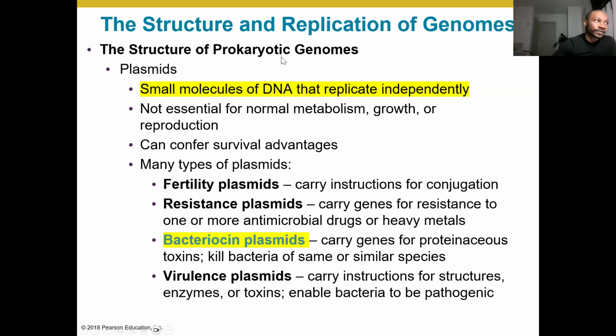Now, prokaryotes like bacteria will have these plasmids. Plasmids are small molecules of DNA that can replicate autonomously or independently. I give you an example here that's highlighted: these bacterial plasmids will carry genes for proteinaceous toxins. Basically, they'll kill bacteria of the same or similar species, for competition, so they can reproduce. And again, remember that plasmids are small molecules of DNA that can replicate autonomously or independently.